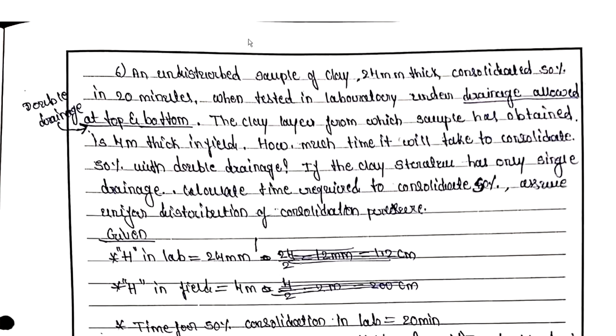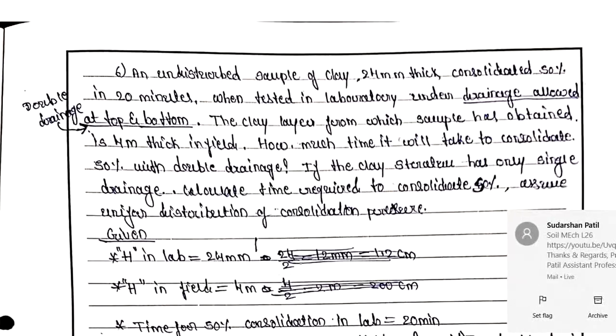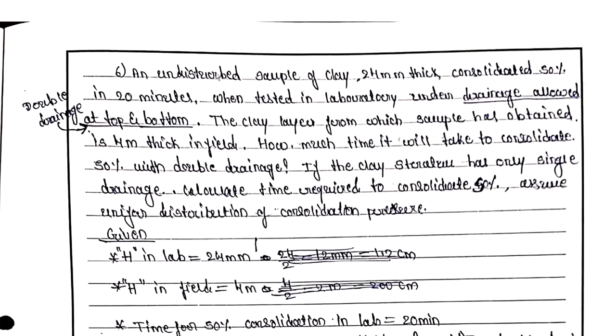So you can see over here an undisturbed soil sample. It is given that an undisturbed soil sample, that is clay 24 mm thick, consolidated 50% in 20 minutes when tested in the laboratory under drainage allowed at top and bottom. So this particular line I have marked purposefully so that you can understand the meaning of this line properly.